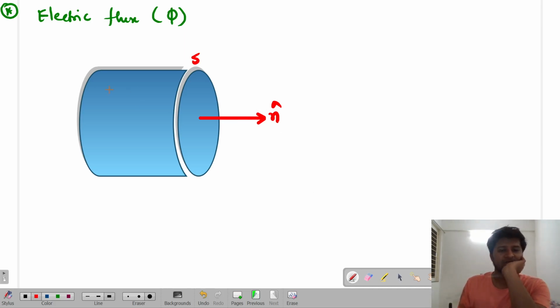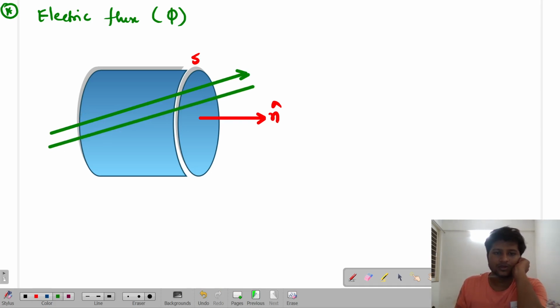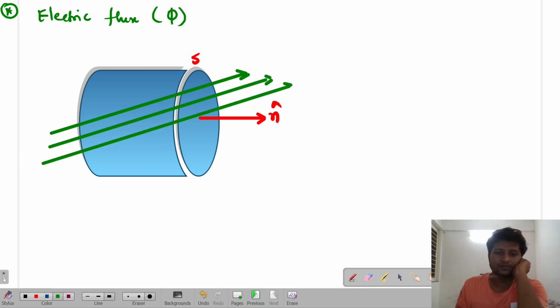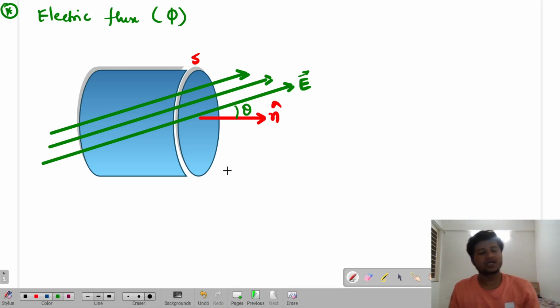Now, let's suppose some kind of electric field is coming, or let's suppose I pass some electric field lines. You can see that these electric field lines are also a vector quantity, or not? They are basically vector quantities. And we can see that these vector quantities make an angle theta with the normal of the particular area vector. Are you able to get me or not?